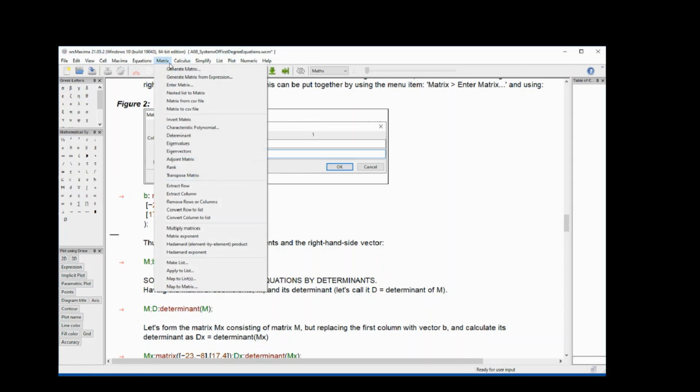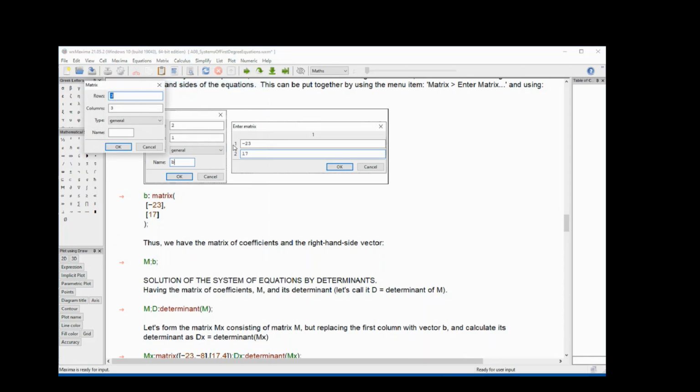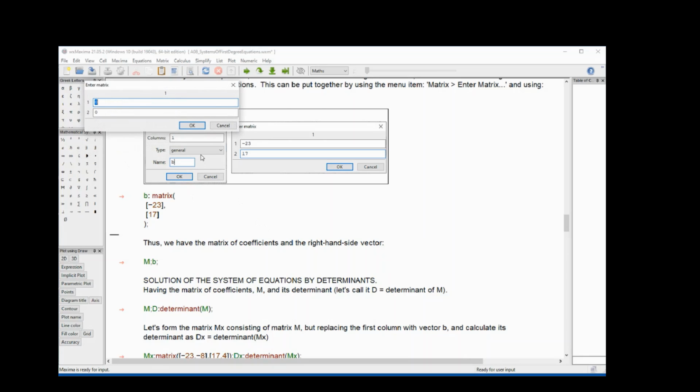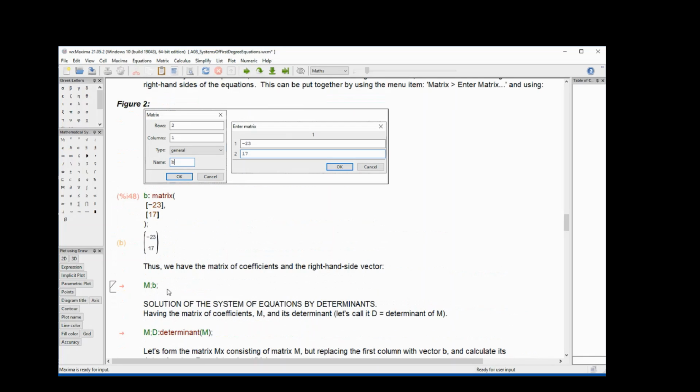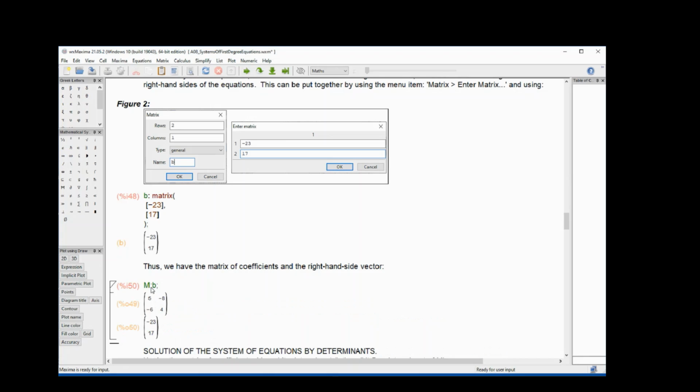It's a matrix, enter matrix. This matrix has 2 rows but only 1 column. And we're going to call this B for the vector on the right hand side. And the values are -23 and the second value is 17. Say OK. And that's what we get, that matrix B. So we're just repeating the command right here. I'm going to delete it to make it less clear. So we have these two: one matrix and one vector.